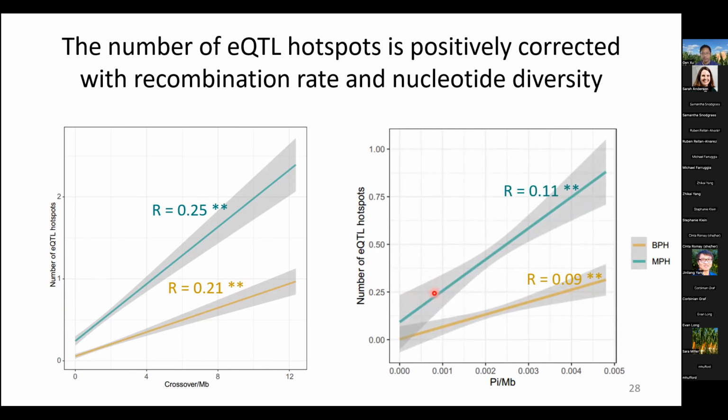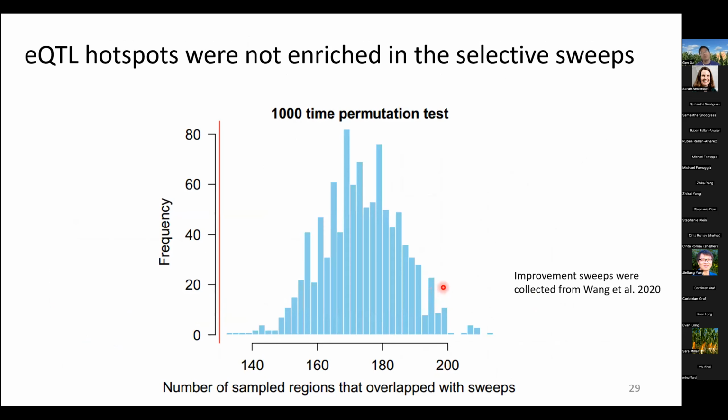So next, we want to know whether the eQTL hotspots are under selection during the breeding process. We compared our eQTL hotspots with the selective sweeps detected in one et al.'s paper. They found hundreds of improvement sweeps using only Chinese inbred lines. And in this histogram plot, the red vertical line is our observed value.